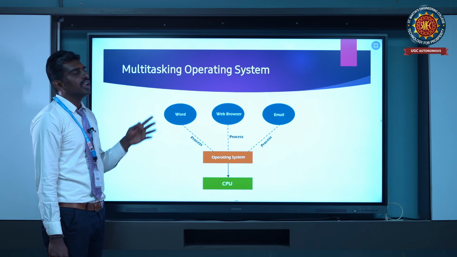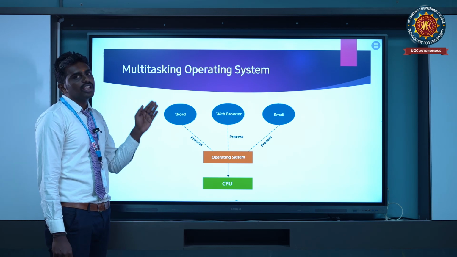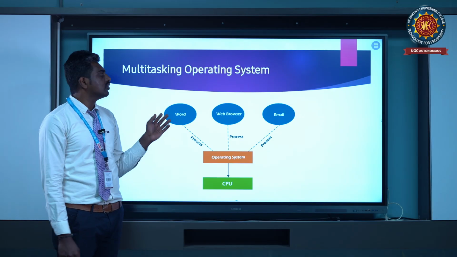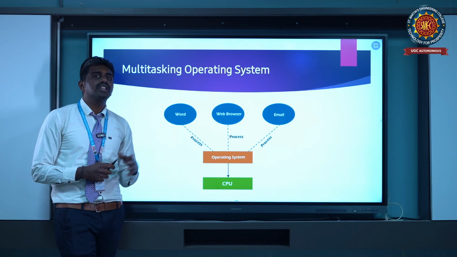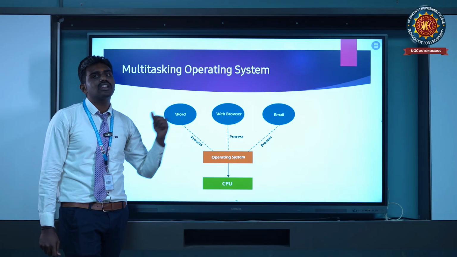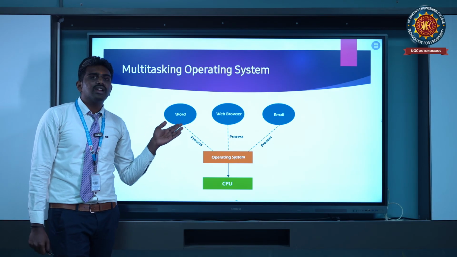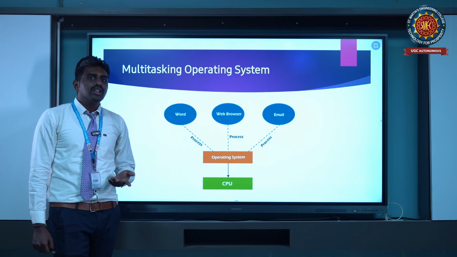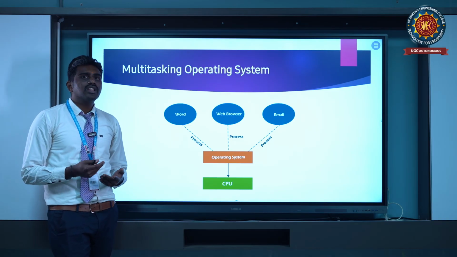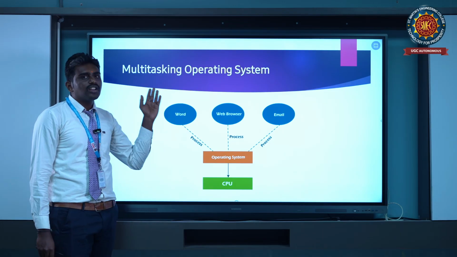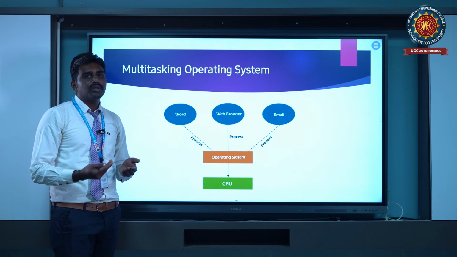Next we go to the multitasking operating system. This multitasking operating system uses various types of applications. These software applications are available in multitasking. Examples are Android, Windows, Linux. So nowadays we are using multiple operating systems, and multitasking functions are also implemented in them.